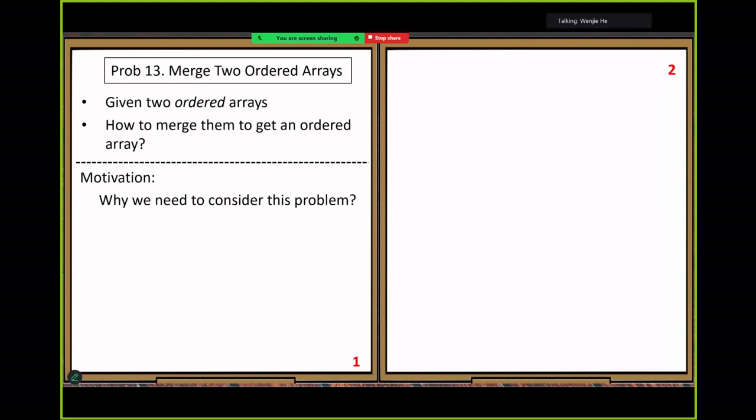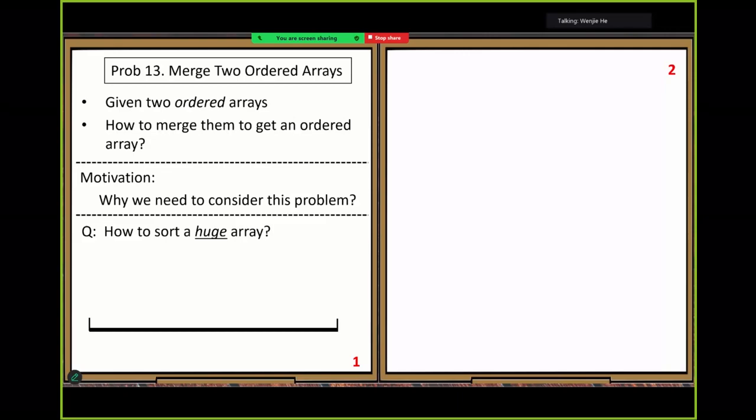So let's consider a special situation. How to sort a huge array. Think about it. Now you need to sort, and the data size is huge. How large? What do we mean by huge here? We need to get an idea of how large we mean here.